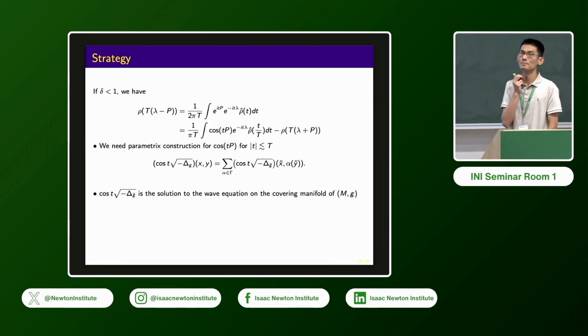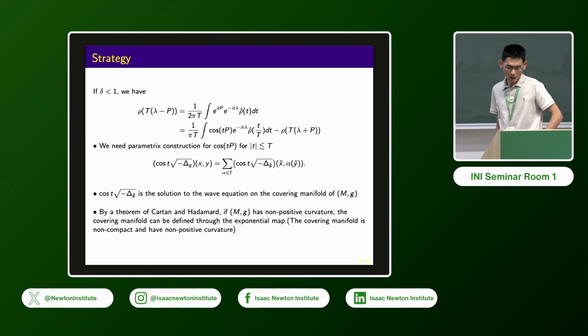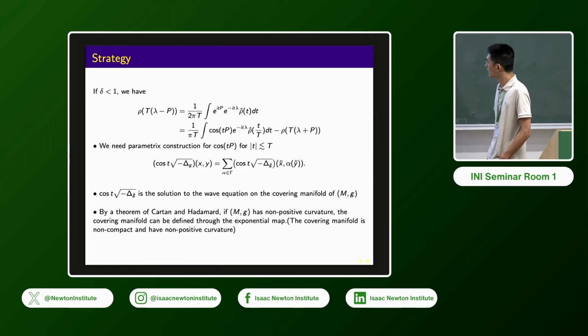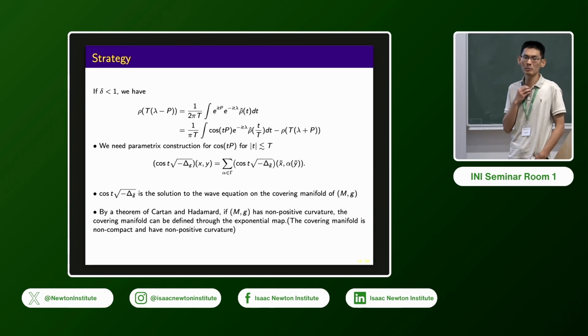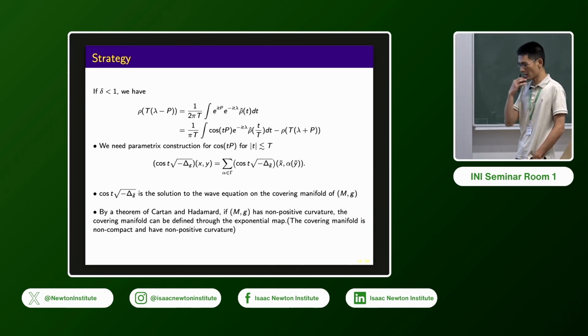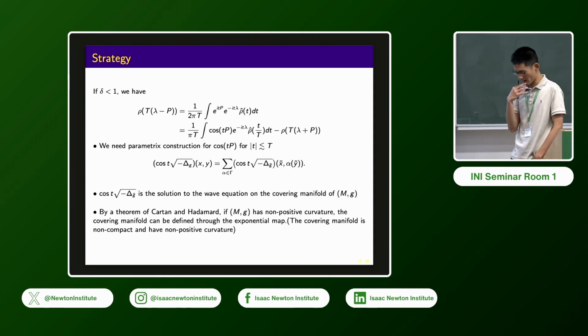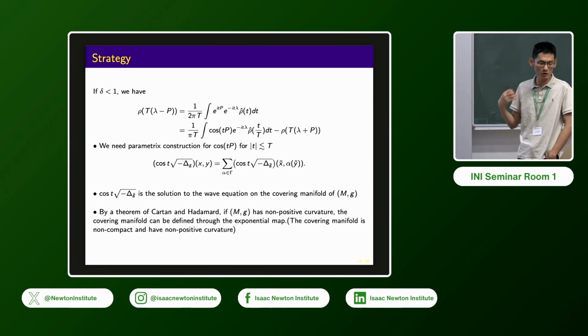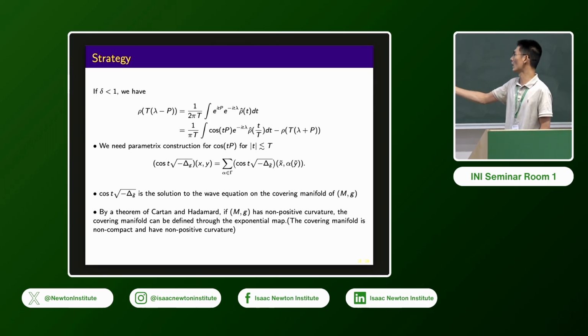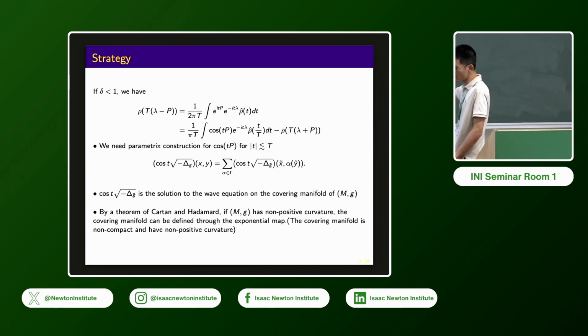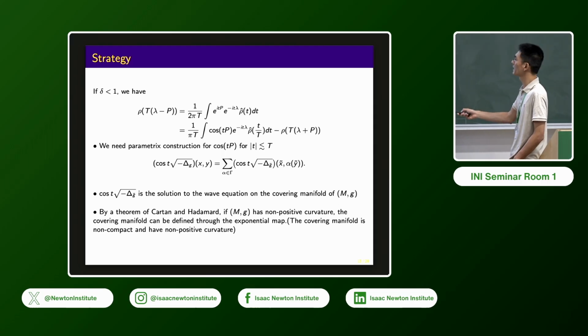So the thing is, in the non-positive curvature case, by a theorem of Cartan and Hadamard, this is where we use the curvature assumption, the covering manifold can be defined through the exponential map, in the sense that the covering manifold is like R^n, equipped with a metric that has non-positive sectional curvature. So this manifold has no conjugate points. So we can write down the solution to the wave equation explicitly for large time t.